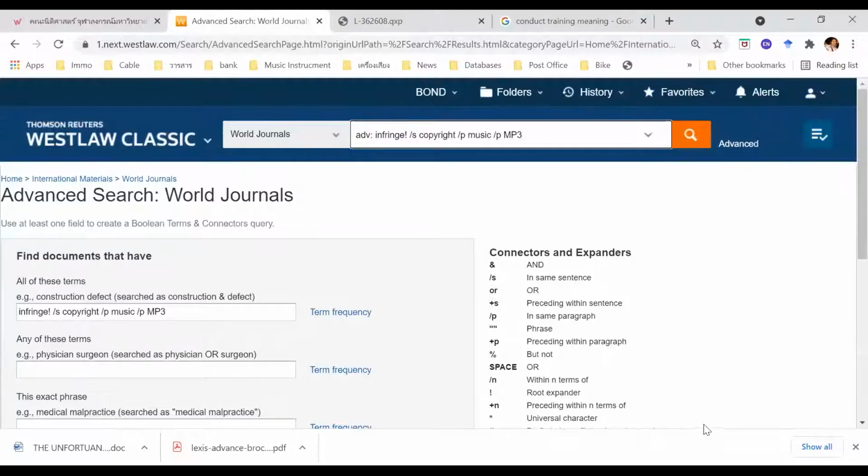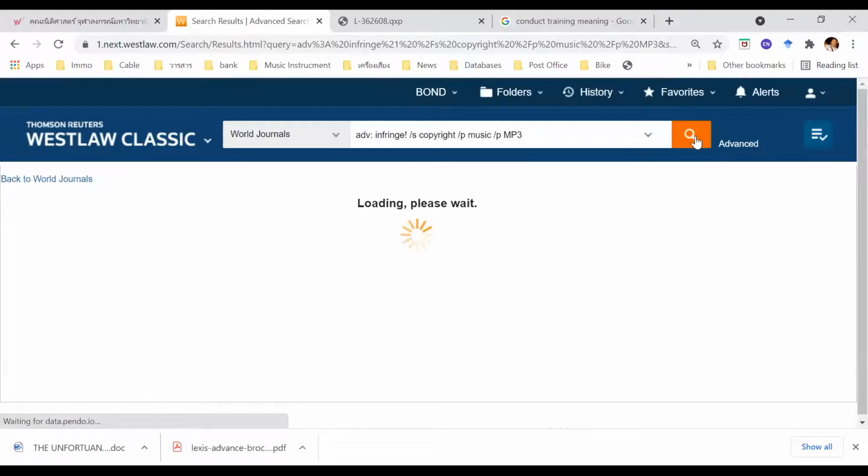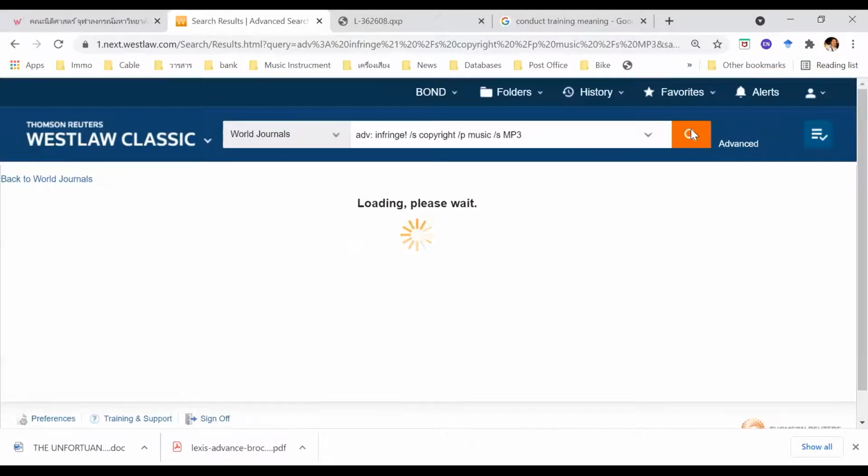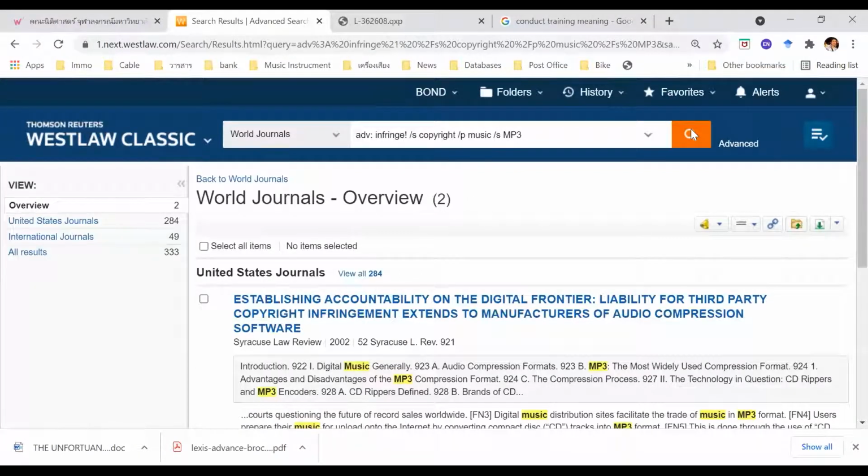So now use this side. Influence has to be in the same sentence as copyright. Just start searching again. You can look at that. It's narrowed down to 400. So what about the music and MP3? Yes, of course. Just start music and MP3. Start searching again. So you can look at that. And now it means down to 333.